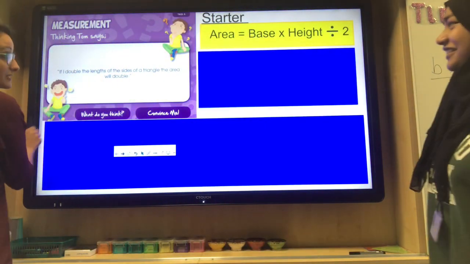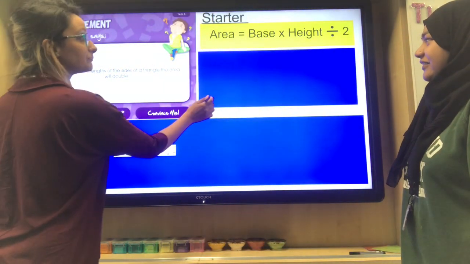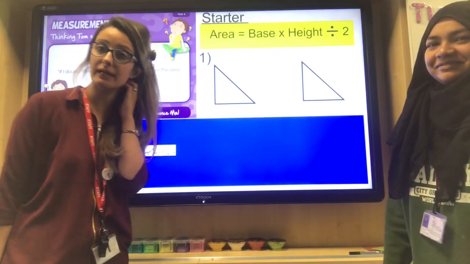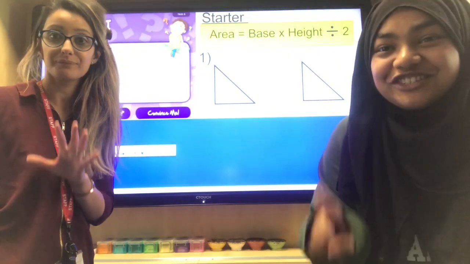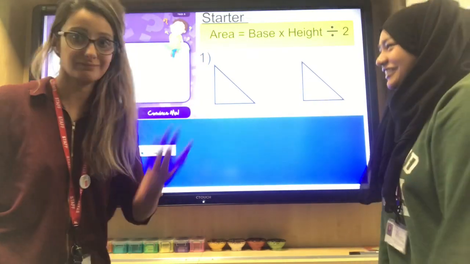So it's up there to remind yourself of what you need to do. I've just drawn 2 triangles here. I've not drawn them to scale. Not to scale, because that's really important. Miss Mia couldn't get her head around that.